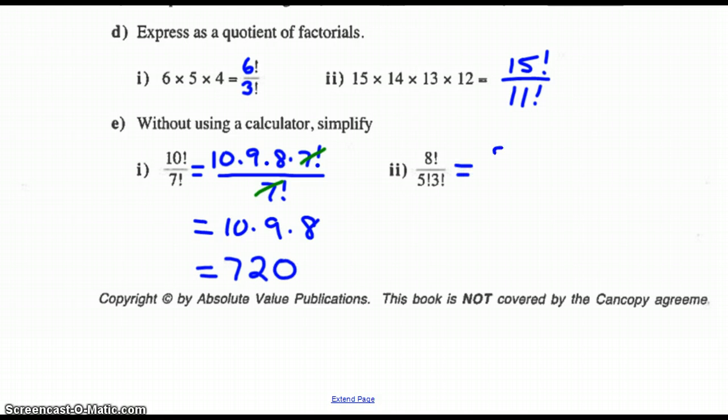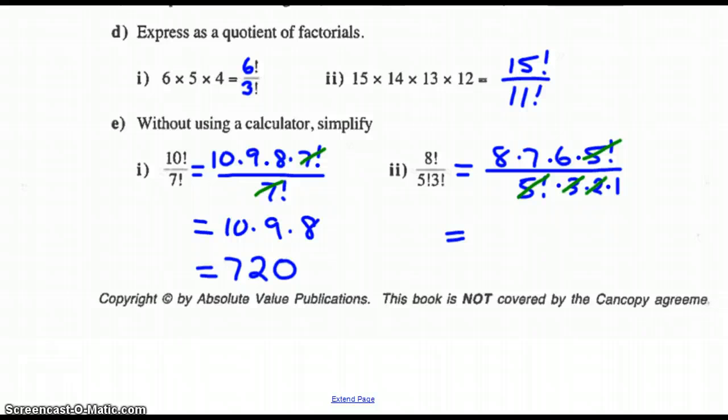8 factorial then can be written as 8 times 7 times 6 times 5 factorial all over. We have a 5 factorial in the denominator, and 3 times 2 times 1 is 3 factorial. So I can simplify that. 5 factorial divided by 5 factorial is 1. 3 times 2 is 6. 6 divided by 6 is 1. I'm left with 8 times 7 times 1 all over 1 times 1 times 1 times 1, or 8 times 7 is 56.